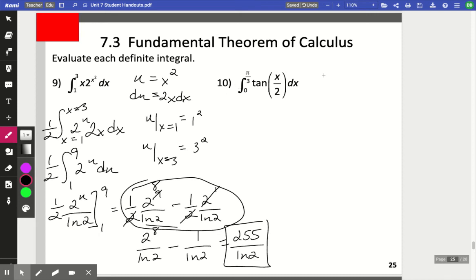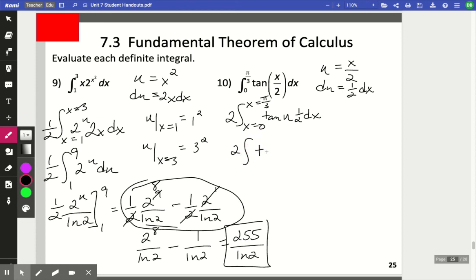All right, so number 10, we are going to need a u substitution. So u equals x divided by 2, and so du is 1/2 dx. All right, so I have the integral from x equals 0 to x equals pi over 3 of the tangent of u, and then dx. So I'm going to need a 1/2 with the dx, which means I need a 2 on the outside. So 2 times the integral of the tangent of u du.